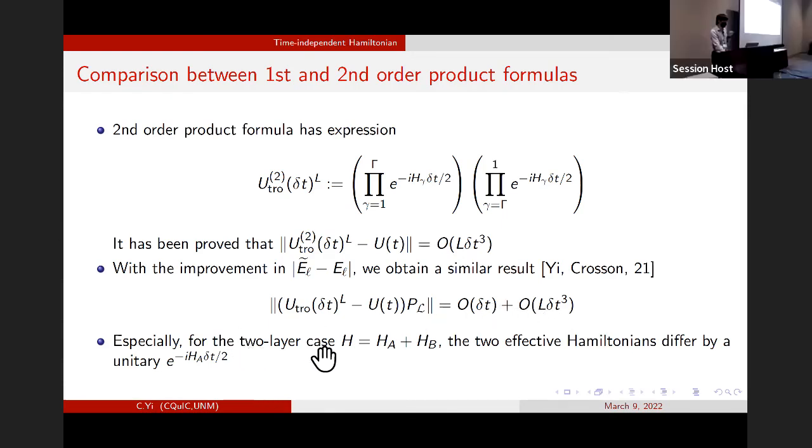And especially when the Hamiltonian is separated in the two-layer case, we can see that the effective Hamiltonians of these two formulas only differ by a small unitary. They have exactly the same energy levels. So in the large time region, they are very close to each other.